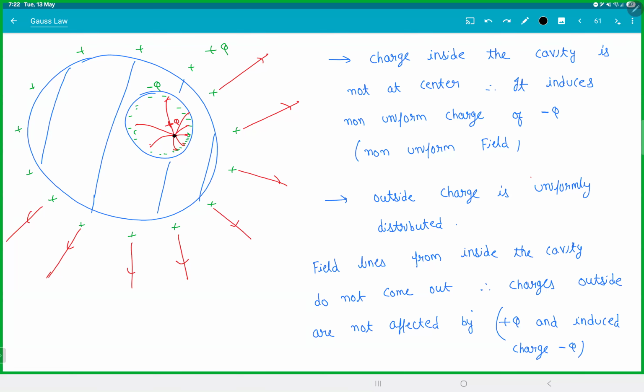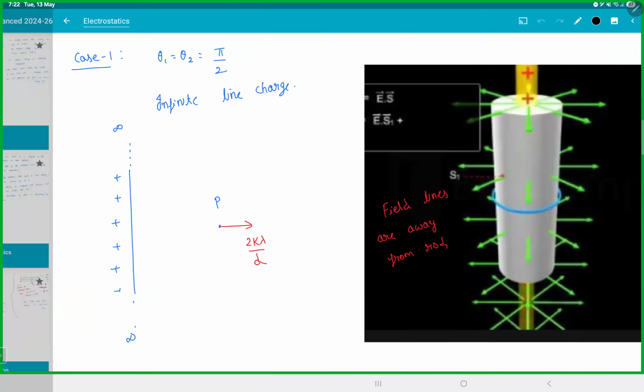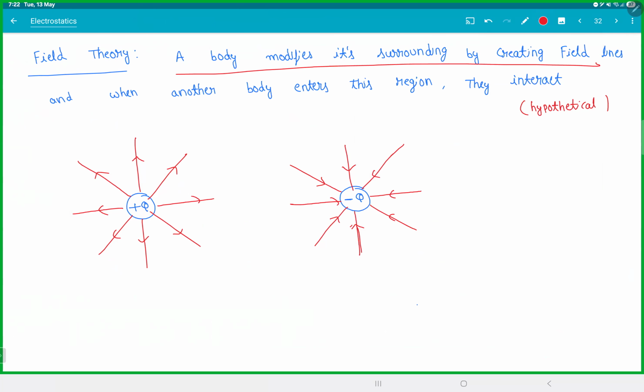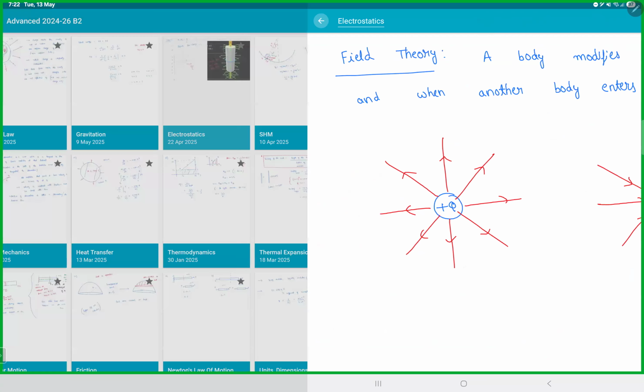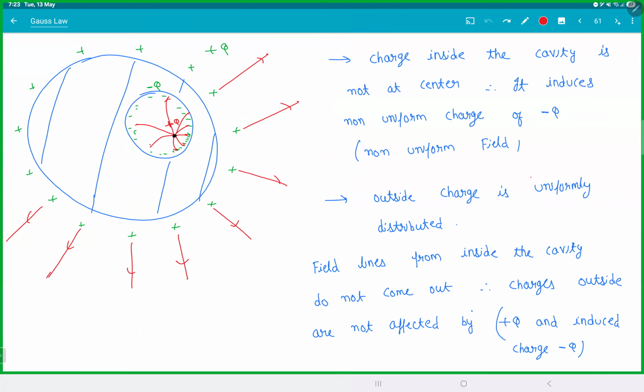Now, if you go back to the definition of field lines, do you guys remember it? Look at the statement. A body modifies its surrounding by creating field lines. When another body enters this region, meaning when another charge enters these field lines, you interact. So two charges interact with each other because of field lines. But in our case here, the field lines from inside are not even coming out, isn't it? So the outside charges don't even know that someone exists inside. It's like that only. If I keep you in a room which is soundproof, no matter how much you shout, no one is going to hear your voice. So no one knows that you're there inside. Make sense?